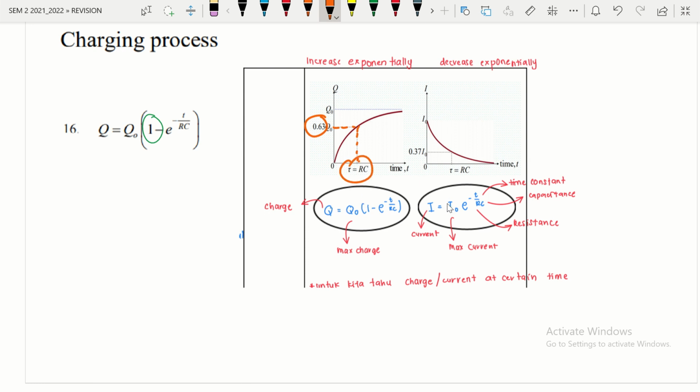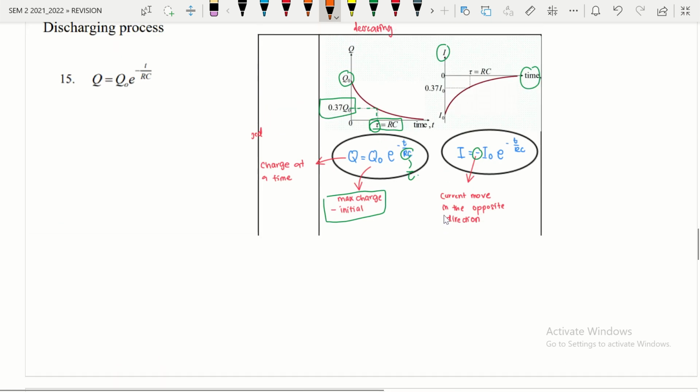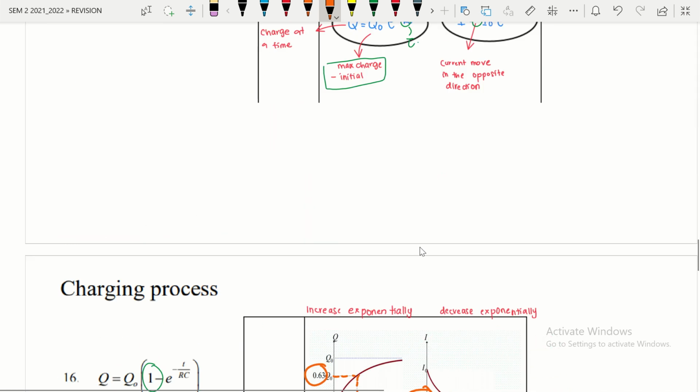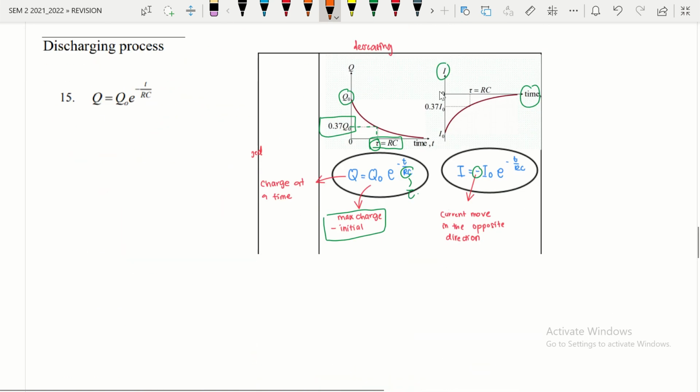Okay, so untuk current, dia will have the same formula lah, I equals to I0 exponent negative T over RC. Kenapa untuk charging tak ada negatif? Sebab current dia masih move in the right direction, bukan opposite direction. Okay, so untuk current, dia adalah 0.37 daripada initial current.